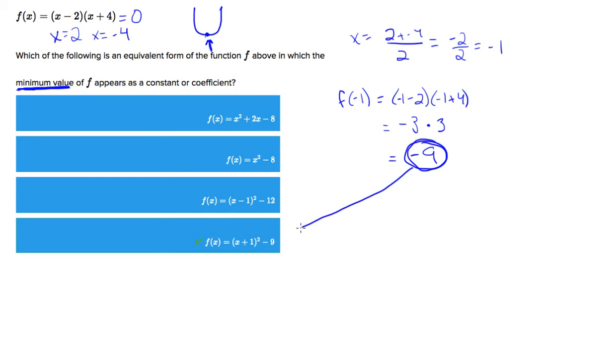It only shows up in one place. It shows up right here as a constant term. That's why that's the correct answer.